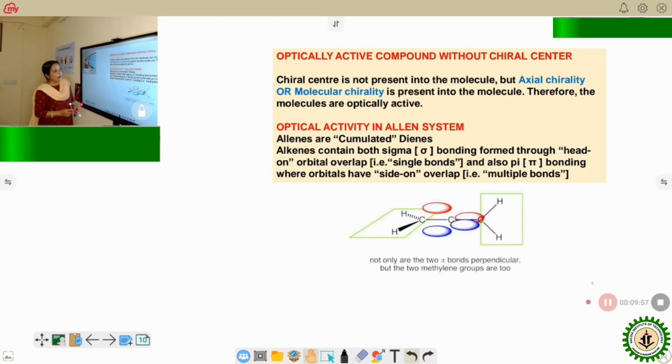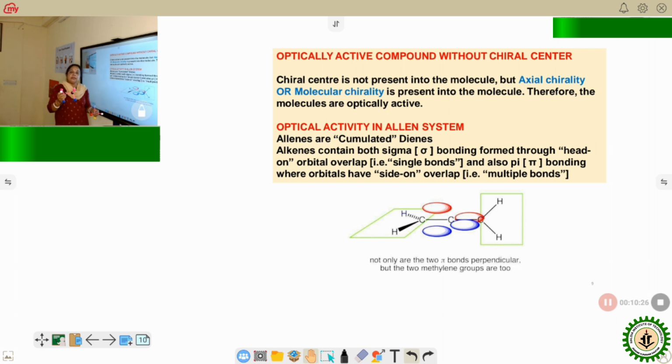Now coming to compounds which are optically active. First, a compound which has only one chiral center, meaning it is linked with four different groups, is optically active. And if there is more than one chiral center, it may or may not be optically active, and it depends upon the various types of symmetry present.